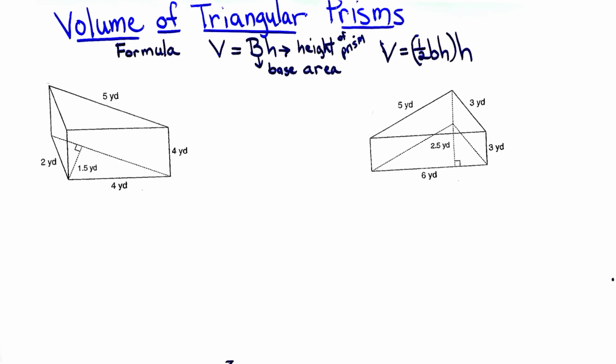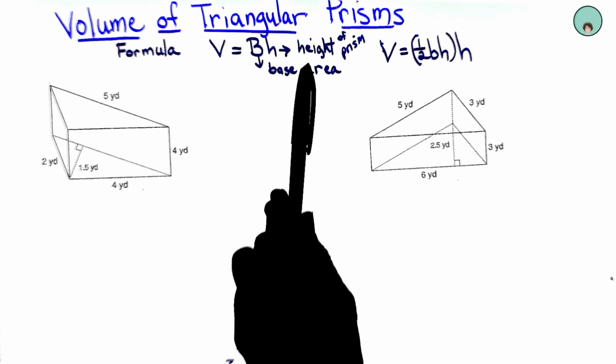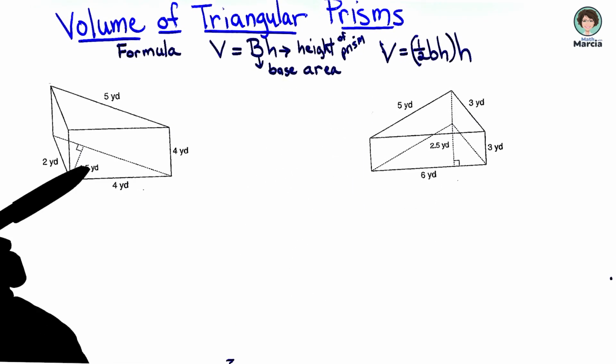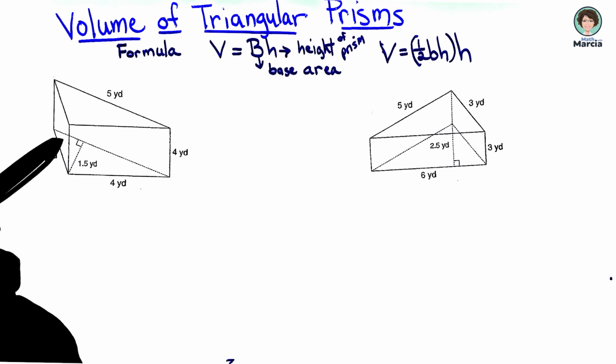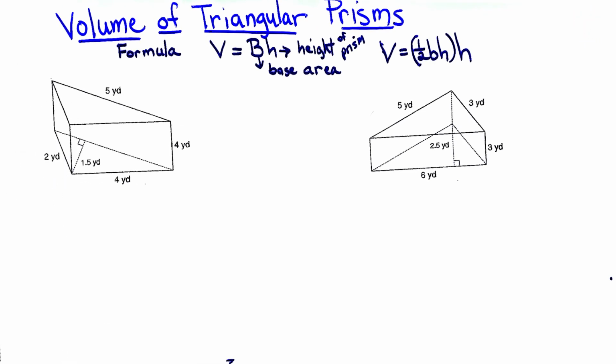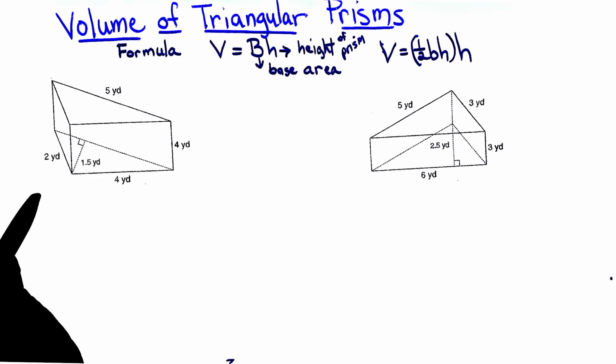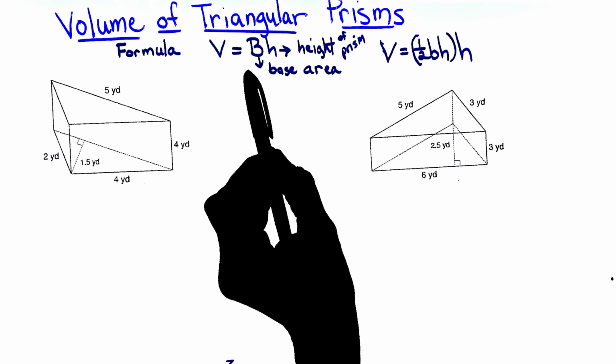In this lesson, we're going to be finding the volume of triangular prisms. Remember, it's a triangular prism if the two bases are triangles. And as we're doing this, we're trying to see how much an object can hold, or how much space it actually takes up. Let's look at the formula.